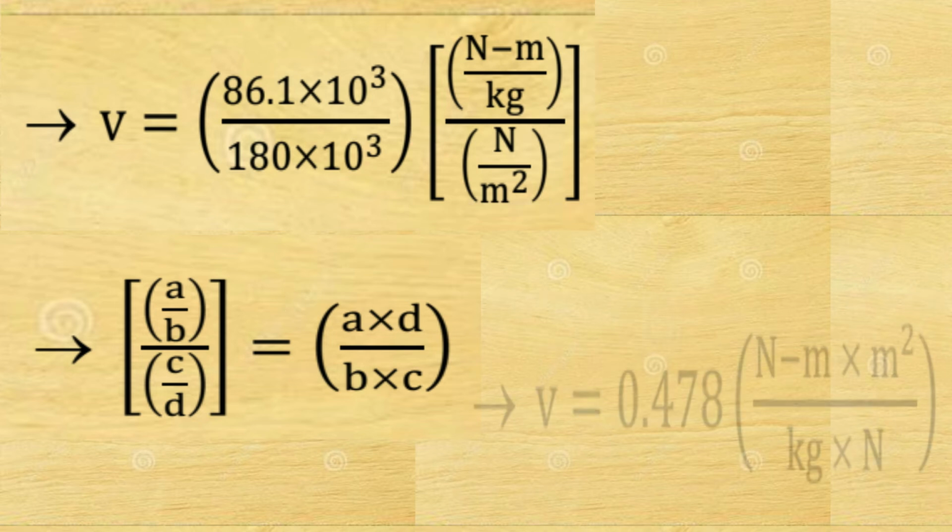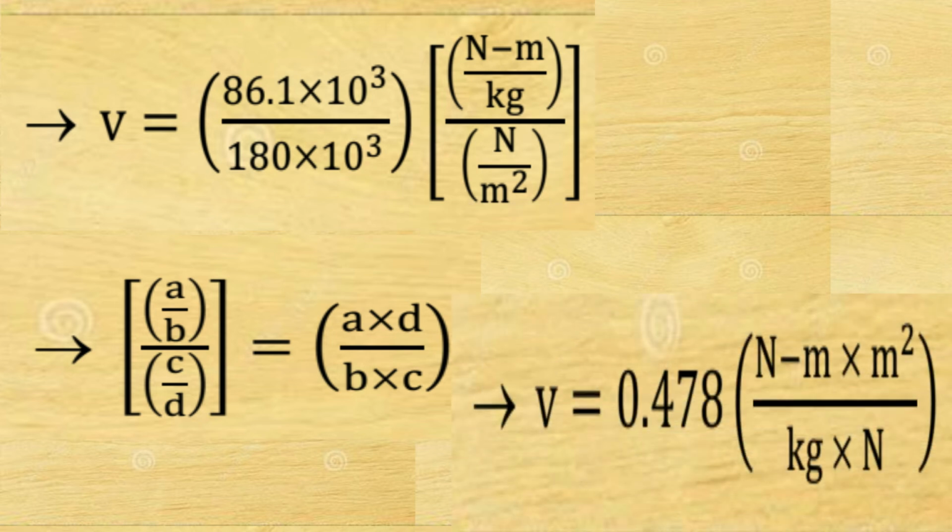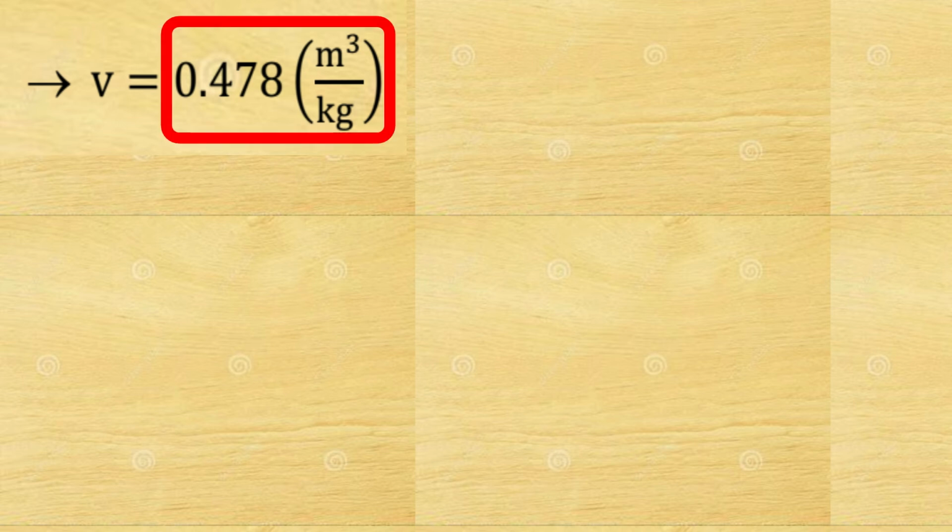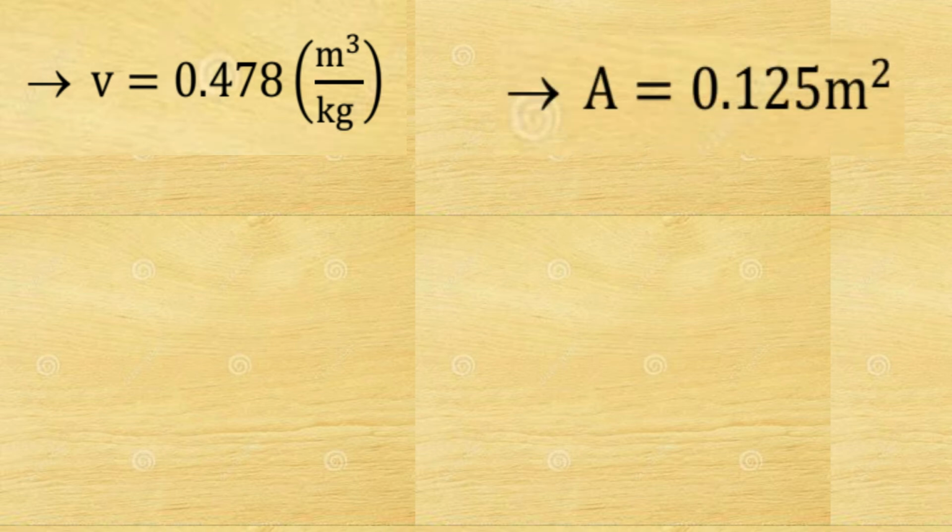So the next step will be small v is equal to 0.478 into Newton meter into meter square whole divided by kg into Newton. So in this RHS, Newton and Newton gets cancelled and meter into meter square will be meter cube. So therefore, the next step will be small v is equal to 0.478 meter cube per kg, which means the volume of air flows inside the pipe is 0.478 meter cube per kg. So we have found the values of area of pipe and volume of air.